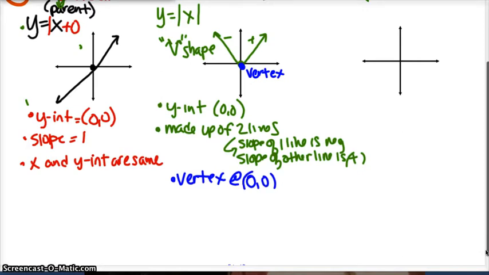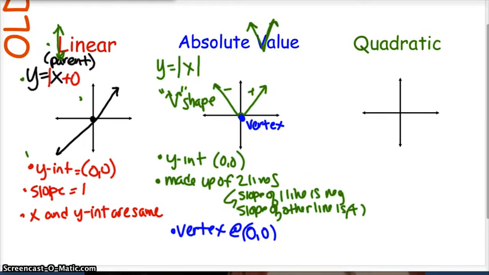The line doesn't have a vertex because it's not a specific point. Lines are continuous. This is kind of like a turning point. You could think of the vertex. The next function, quadratic. These are our equations that have an exponent of 2, so they make a U, y equals x squared. These are going to give you that U shape.